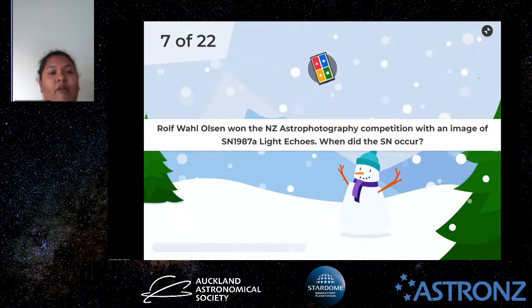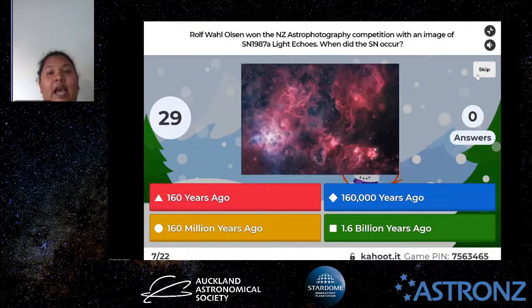So Rolf, one of our astronomers and favorite astrophotographers, won the New Zealand astrophotography competition this year with this picture of the supernova 1987A. It's called Light Echoes. When did this particular supernova occur? That's what SN means. I couldn't fit all of those in. So when did that supernova actually take place? The one that he has photographed in this picture.